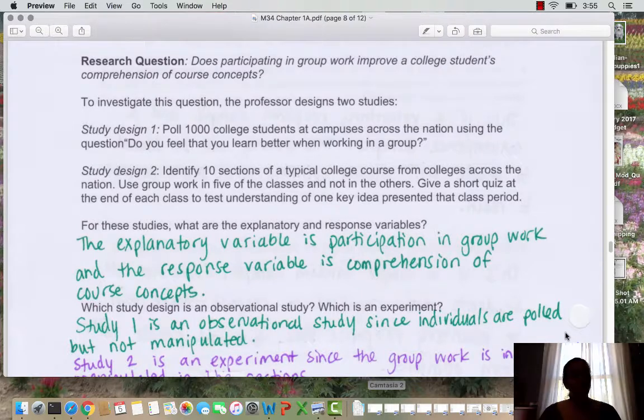And study design 2 identifies 10 sections of a typical college course from colleges across the nation. They use group work in 5 of the classes and not in others. Give a short quiz at the end of each class to test understanding of one key idea presented that class period. So we first want to think about, for these studies, which remember they're tied to the same research question, what are the explanatory and response variables?